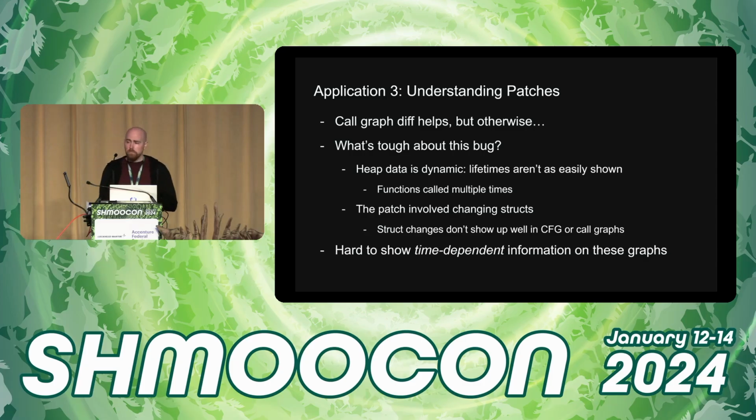Also, the patch involved changing structs, just a different data structure. And if you change structs, yeah, you might see changes in your graphs because there are new functions that allocate and free those structs, which is what we saw. But that doesn't really communicate much about the bug itself or the patch itself. It's a different problem, right? These graphs don't show time. And so one of the big takeaways, or one of the things that I wanted to investigate, was time-dependent information on these graphs.